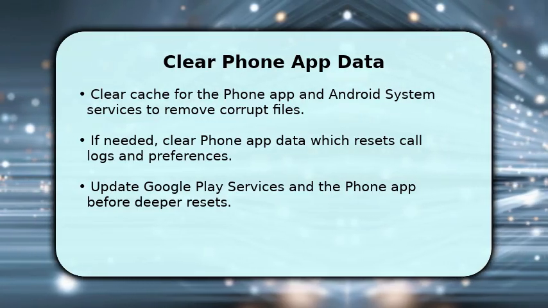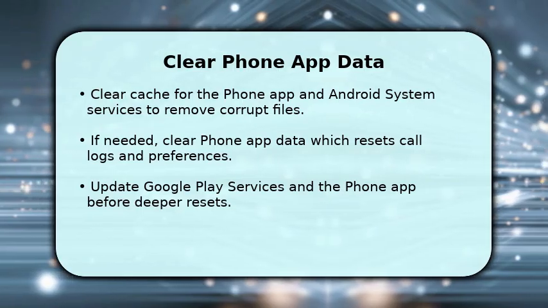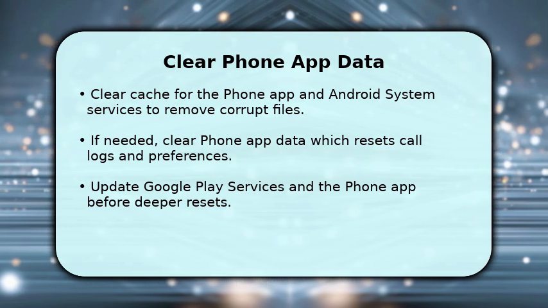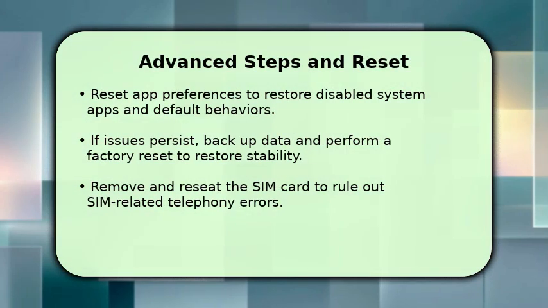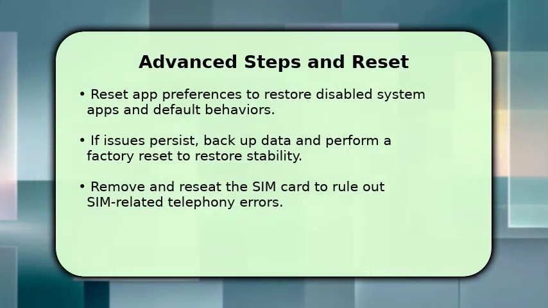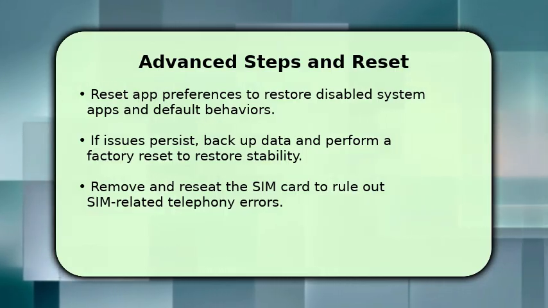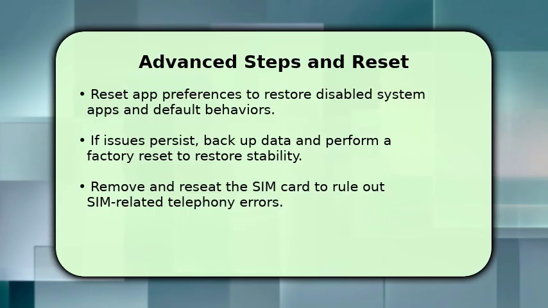If clearing data did not help, reset app preferences in Settings, then Apps, reset app preferences. This action re-enables disabled system apps and restores default handlers. Remove and reset the SIM card to rule out SIM-related telephony errors and avoid network misconfigurations.